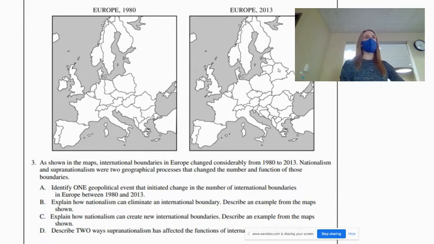And one of the answers you could have given would have been the breakup or the fall of the Soviet Union. You could have also talked about the reunification of Germany, because in 1980, Germany was East Germany and West Germany and became unified in the late 1980s, 1989 maybe. You also could talk about Yugoslavia, which we haven't got to yet, but we'll talk about on a following slide.